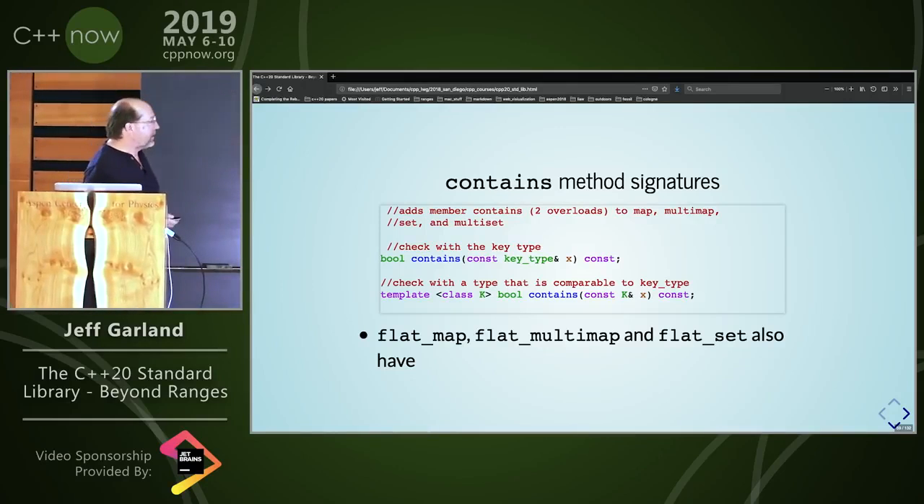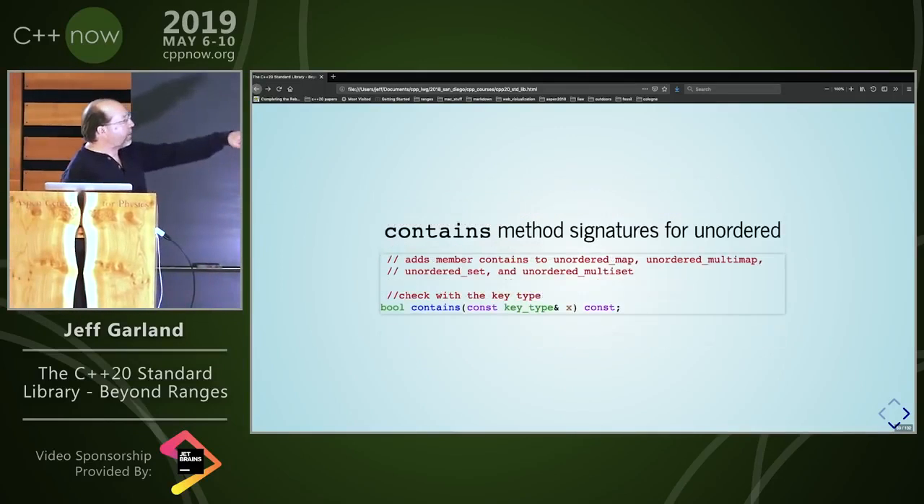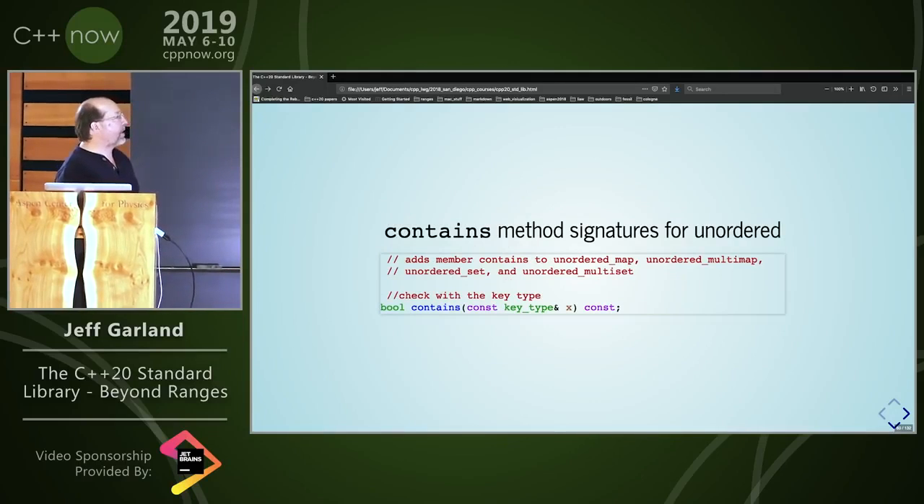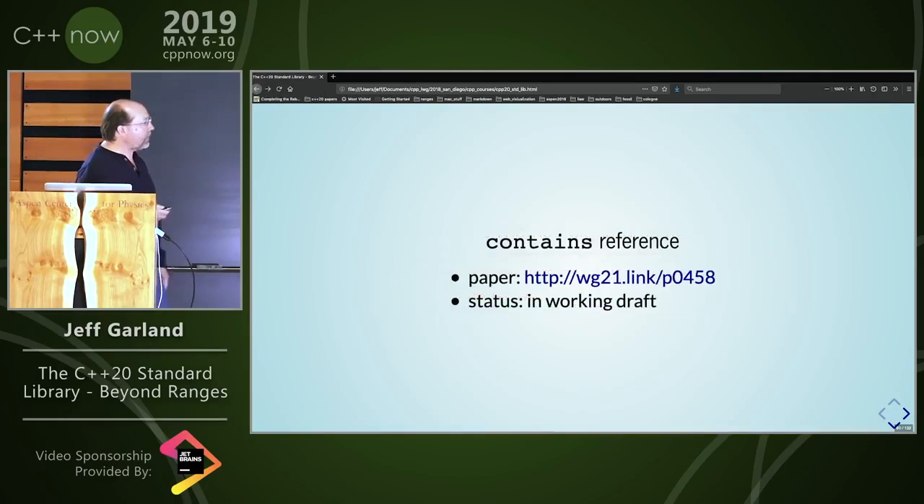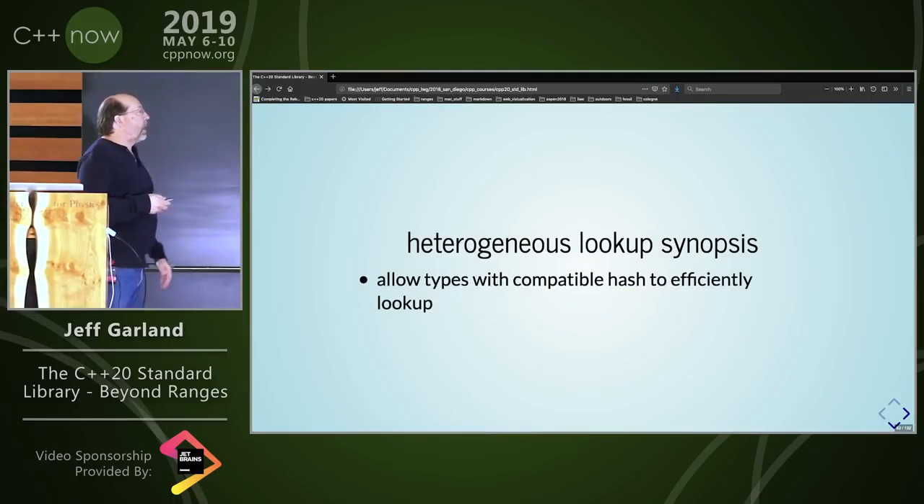FlatMap and its ilk also have these already. For the unordered collections, there's only the single signature for contains because of the hashing. So there's your reference. This is in the working draft, so you're going to get that.